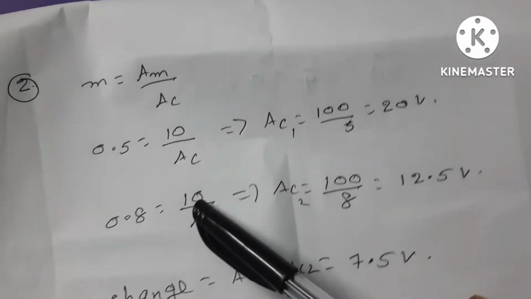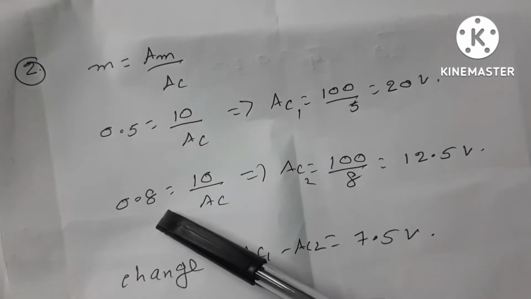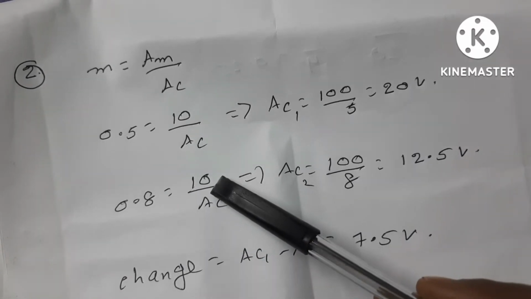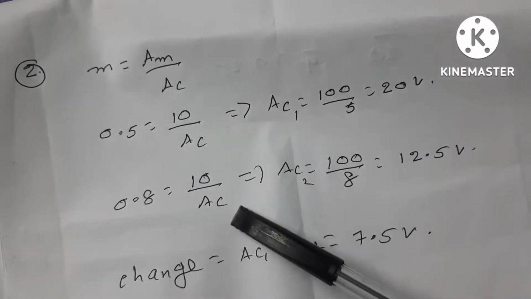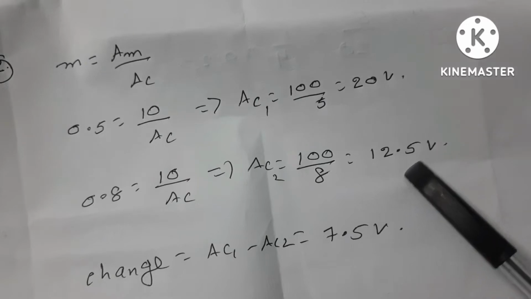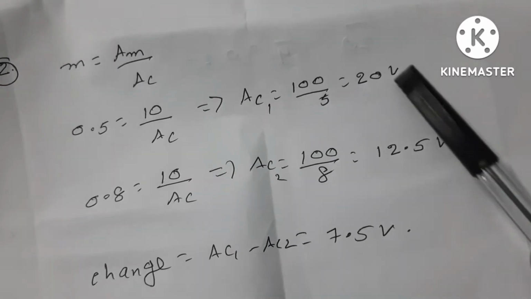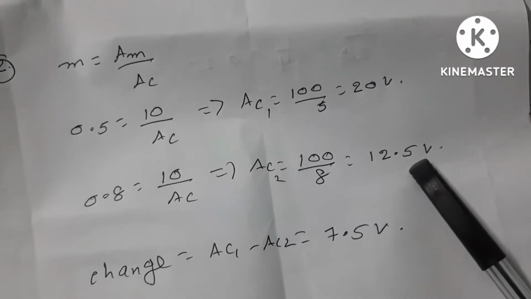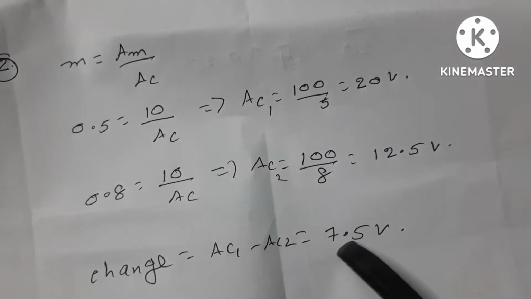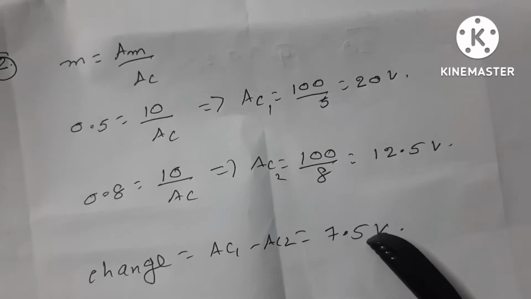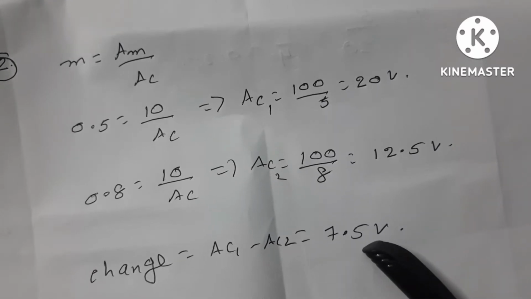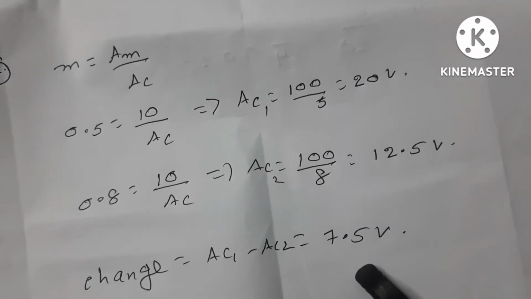But in the second case, the modulation index is 0.8. They maintain the same peak voltage. Here, what is the carrier signal? After simplification, 12.5. So from the modulation index, you know the carrier signal voltage, but the question is how much the change is, which means we have to subtract that one. Then we get the answer: 7.5 volts. So it is also based on the modulation index.